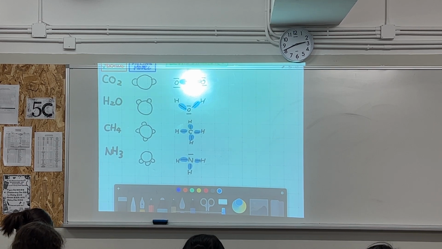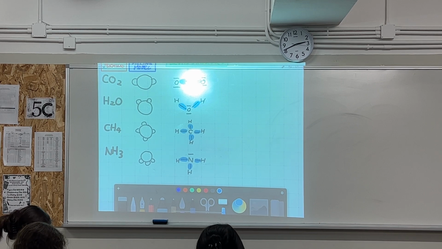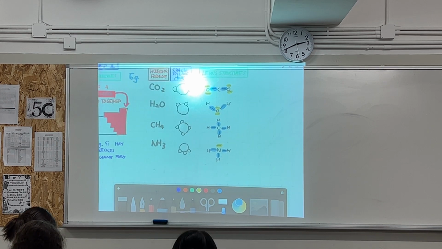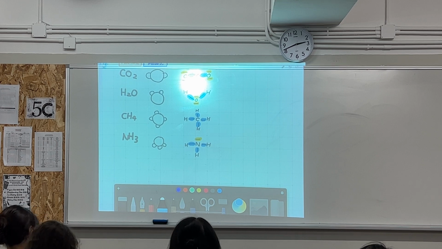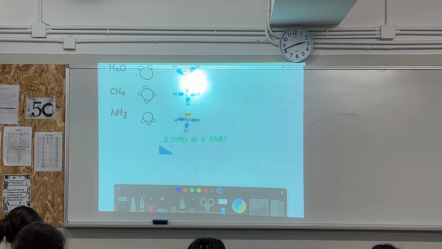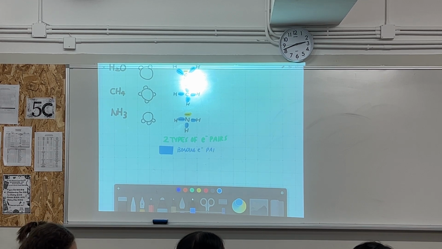They are also electrons that are not involved in a bond, which we call non-bonding pairs. And these are shown on the side of an atom. They are not involved in bonding. Okay, so I need you to distinguish between these two types of electron pairs. So write down: there are two types of electron pairs. First, we have the bonding electron pairs. And we have the non-bonding electron pairs.